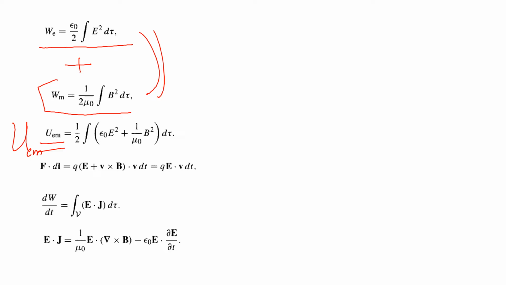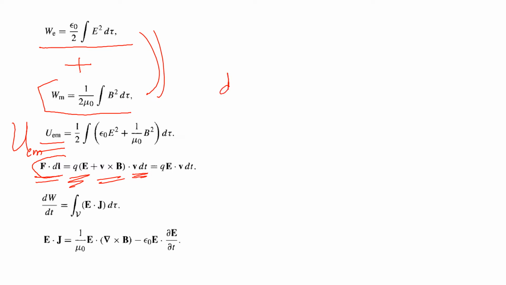Now, the total work done to move a charge distribution or a charge through a small distance dl is given by the expression for work, force times distance, so F dot dl. But what is the force on a charge distribution in an electromagnetic field where electric as well as magnetic fields are present? The force due to the electric field is Q times E, and the force due to the magnetic field is Q times V cross B. So the total force is Q times (E plus V cross B), dotted with dl.